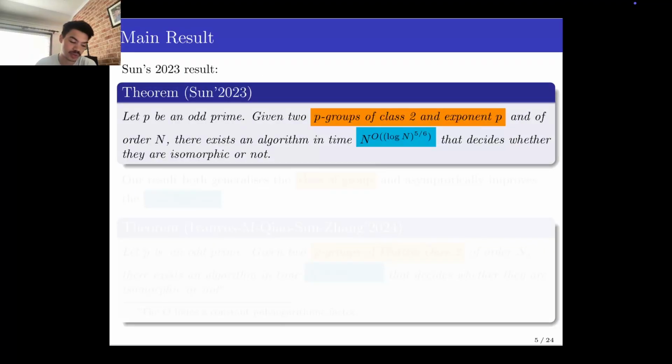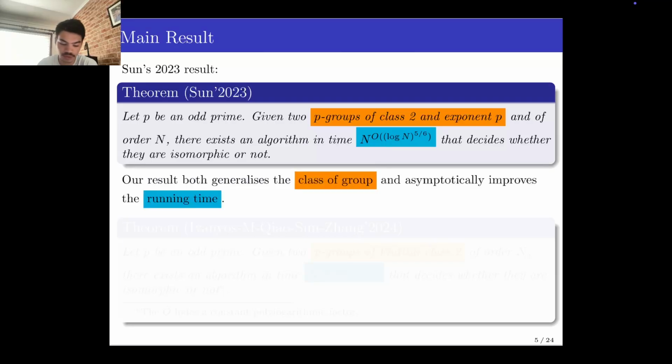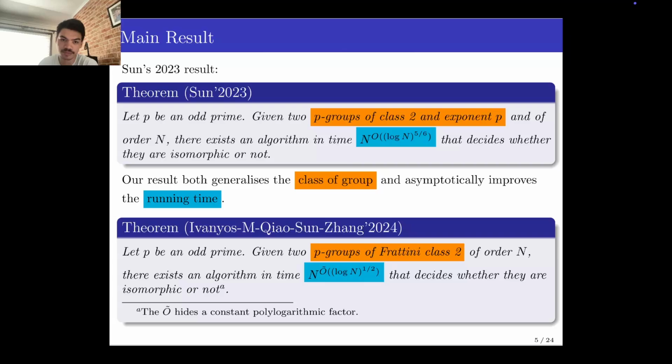So Sun's result from 2023 says that for odd p, given two p-groups of class 2 exponent p and of order n, there exists an algorithm in time n to the O((log n)^(5/6)) that decides whether they are isomorphic or not. Our improvement is both generalizing the class of groups and asymptotically improving the running time. So our main theorem is: given odd p and two p-groups of Frattini class 2 of order n, there exists an algorithm in time n to the O~((log n)^(1/2)) that decides whether they're isomorphic or not.